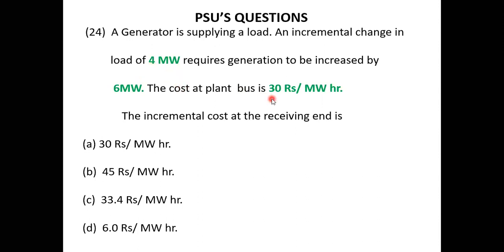And one more given data is the lambda value. Lambda value at plant, meaning at the generation side, is equal to 30 rupees per megawatt hour. Then what about the incremental cost at the receiving end? Incremental cost is nothing but the lambda value at the receiving end. Then tell me, what is the value? What would be the value of lambda at the receiving side? Must it be equal to 30, or less than 30, or more than 30?